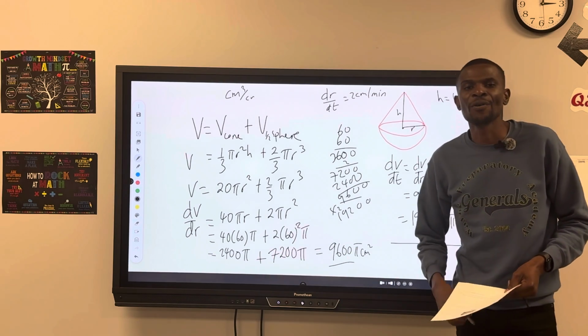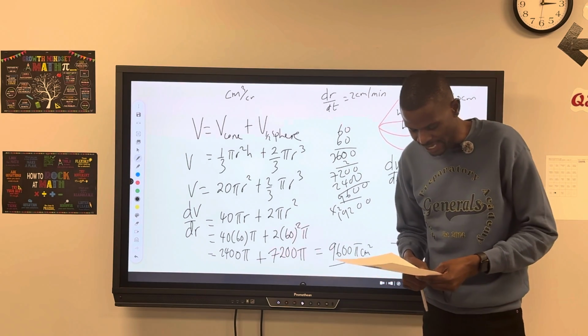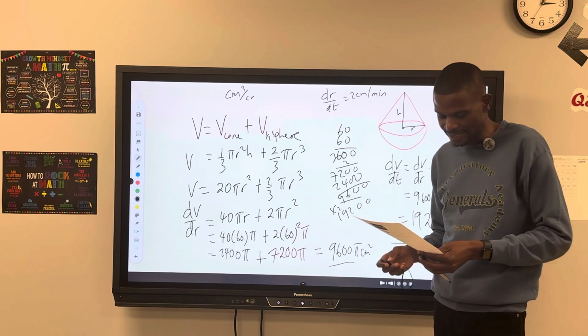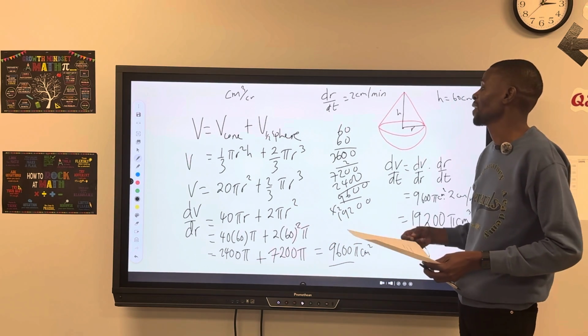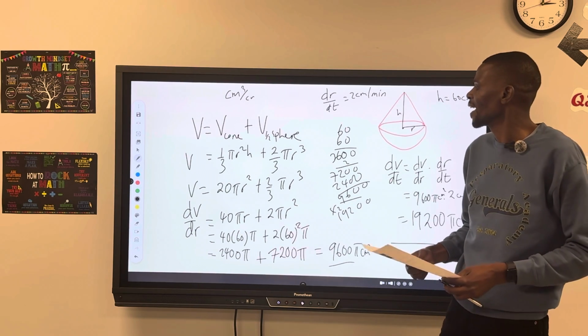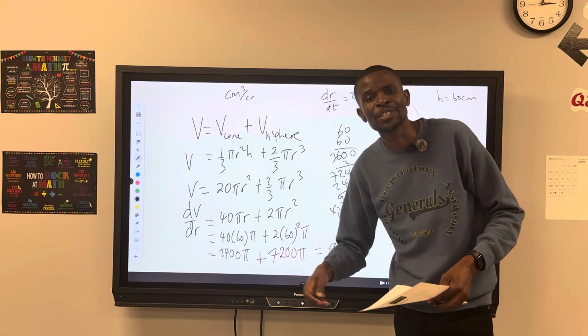So that's how we find the rate of change of this whole solid with respect to time. That's how we find the rate of increase: we are finding the rate of change of volume with respect to time.